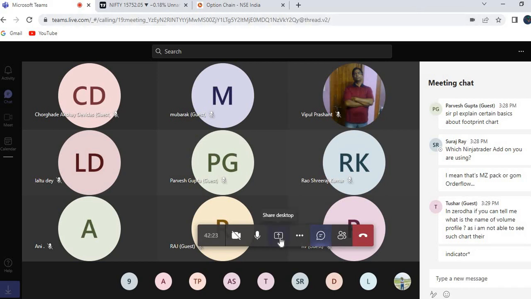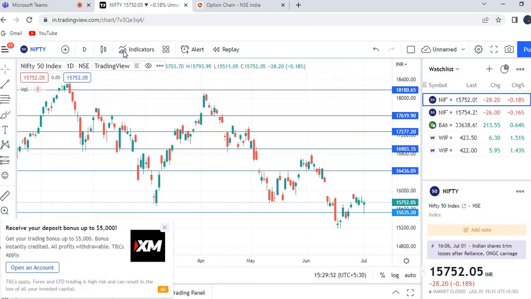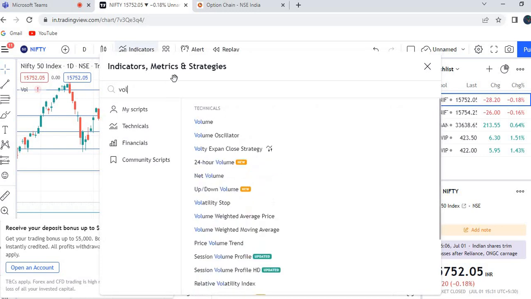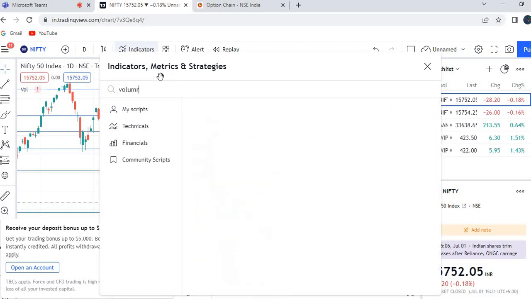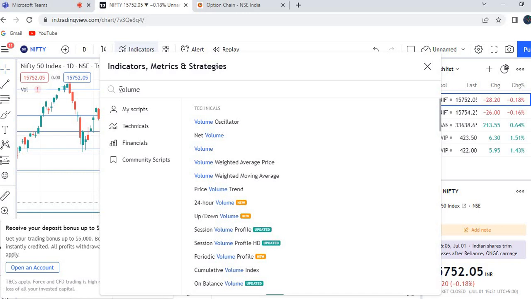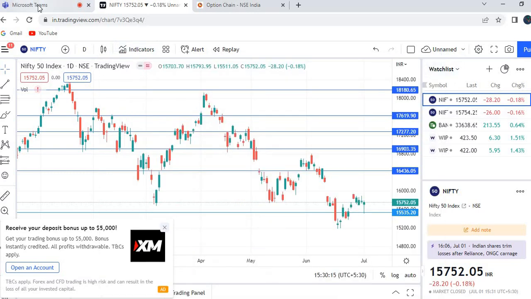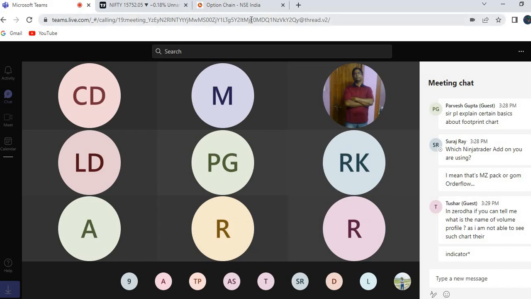In Zerodha, if you can tell me what is the name of volume profile, that is the volume profile. If you are looking at the IQ chart, it won't be in the IQ chart. It should be in the TradingView chart, I guess. If you go into Zerodha and change your setting from IQ chart or Chart IQ, whatever it is, to TradingView, then you will have that indicator. Okay, it's there. I have used it in the past, so it shouldn't be any problem.